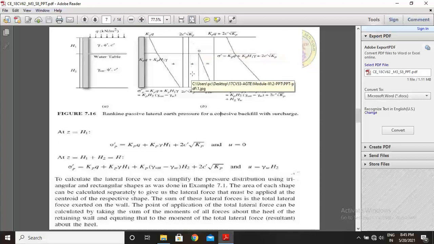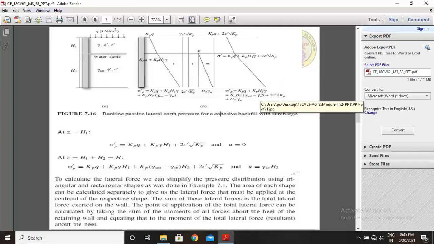And this diagram is based on water pressure, that is depth times the unit weight of water. Depth is H2 and unit weight of water is gamma W. So now this plus this gives the total force exerted at the base, that is at the heel of the retaining wall.